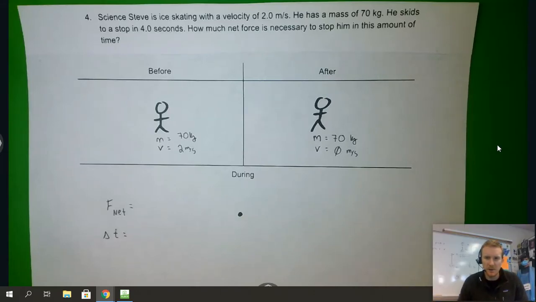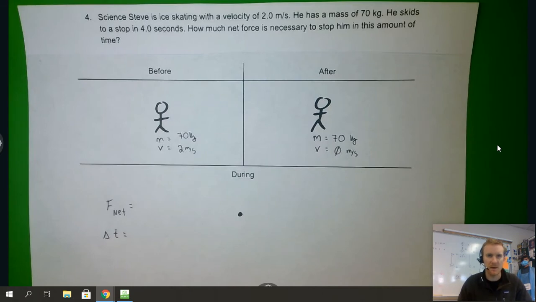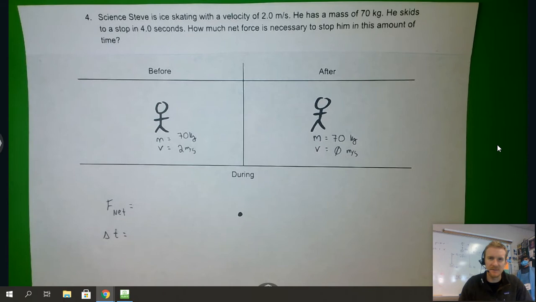All right, so we have Science Steve. He's ice skating with a velocity of 2 meters per second. He has a mass of 70 kilograms. He skids to a stop in about 4 seconds. We want to know how much net force is necessary to stop him in this certain amount of time, right?